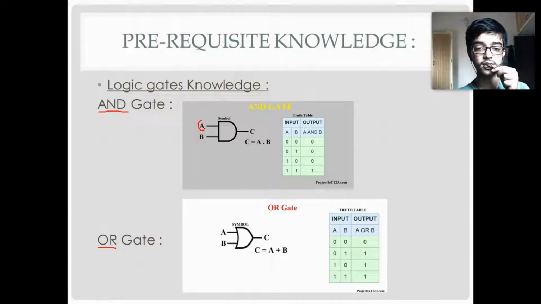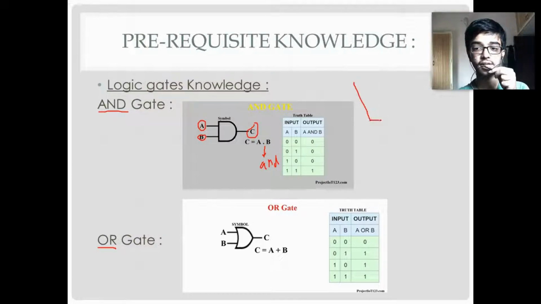In AND gate, you have two variables A and B passed through this particular AND gate, and the final value obtained is C. C is equal to A dot B. Sorry, the dot represents AND.